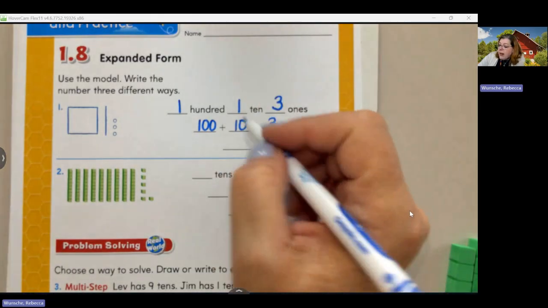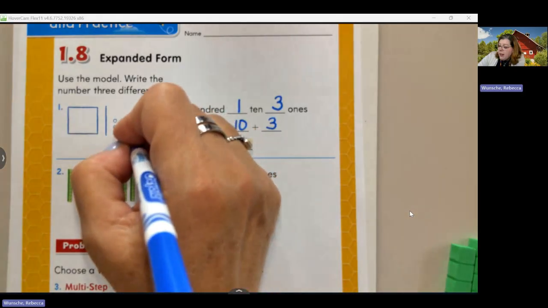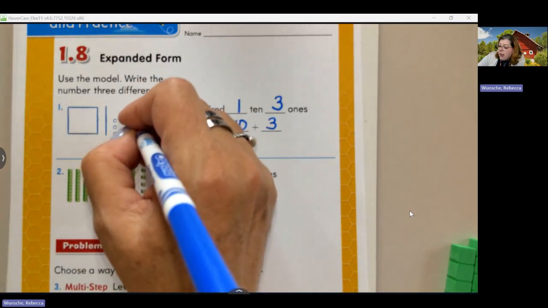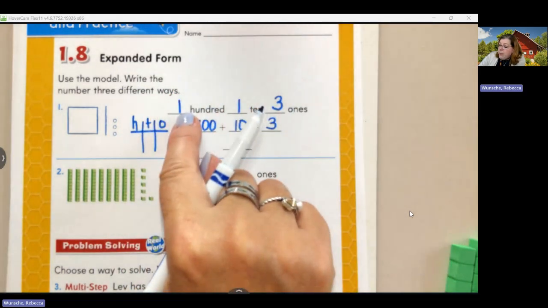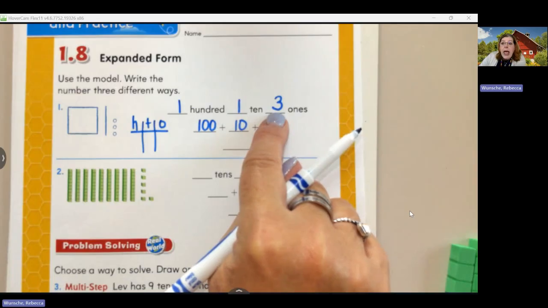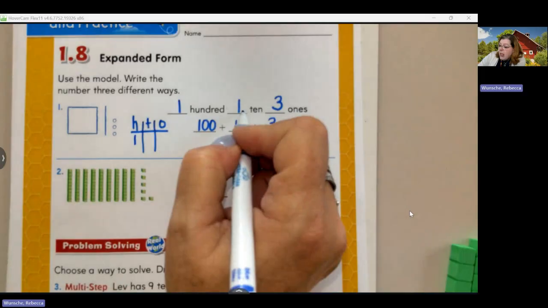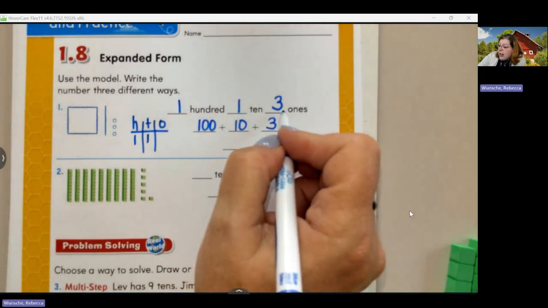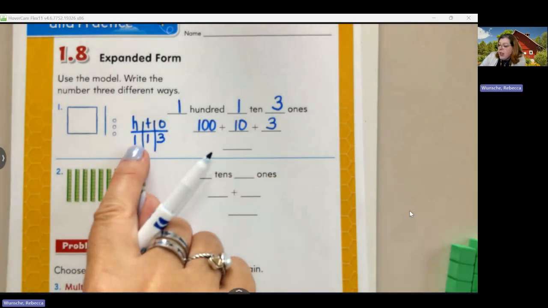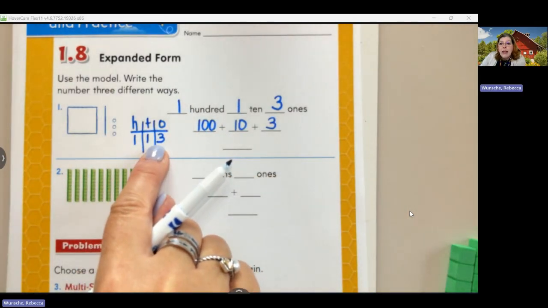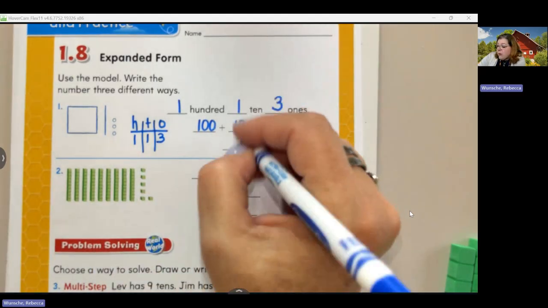Now I'm going to think about it as place value. So I'm going to draw myself a tiny place value chart where I have hundreds, tens and ones. And I'm going to put this information that I had into my place value chart. I have 1 hundred, I have 1 ten, and I have 3 ones. And look at that, just like magic. Here is my standard form of the number 113.